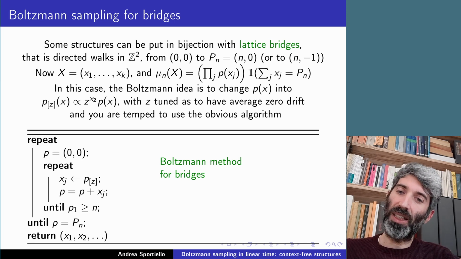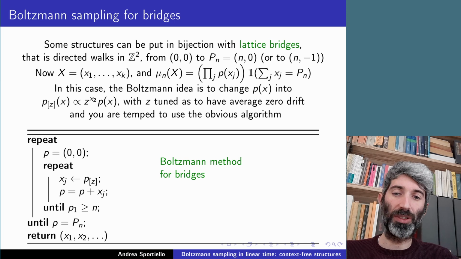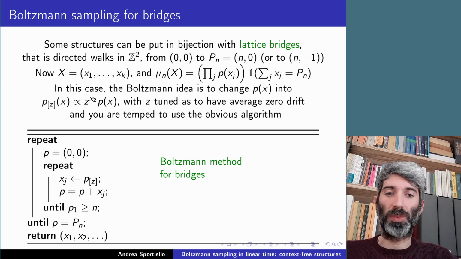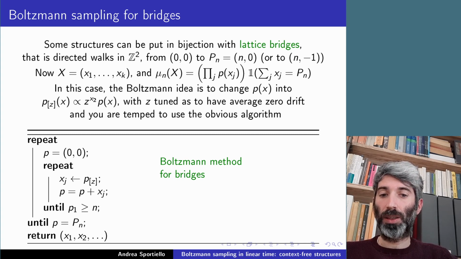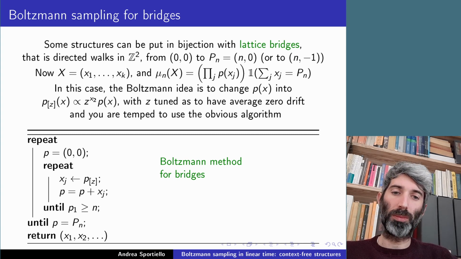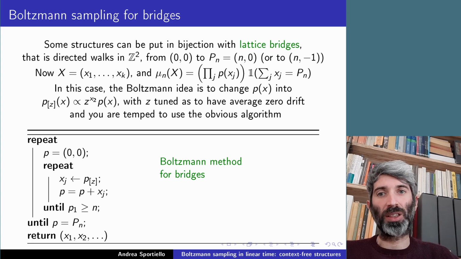Also in this case, which is a slightly bigger variation with respect to the previous case, you can apply the same idea of the Boltzmann method, which is to tune a parameter according to what you have understood by analytic combinatorics. In this case it means tuning the parameter Z that deforms your probability measure for the steps, so as to have average zero drift, and then using the algorithm that starts your walk again and again until you either reach your point or you go beyond it in a way that cannot be recovered. This is even simpler to visualize, and as we will see, is not so different from the Boltzmann method in general, because bridges are often in bijection with your combinatorial structures.